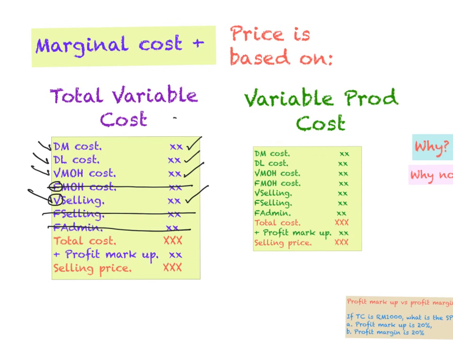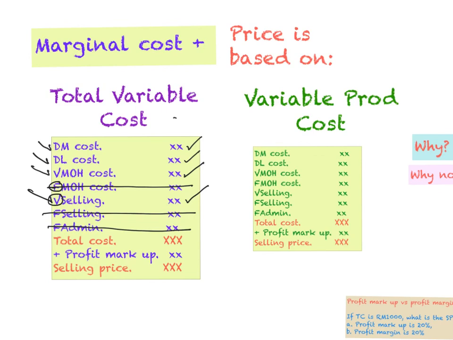Okay, what if the question gives you more on the variable cost? Of course, you just have to include that even though they are not listed here. So long as it is variable, then you just have to include it as part of the cost for you to determine the selling price.